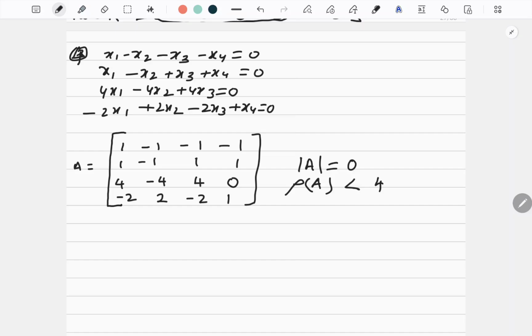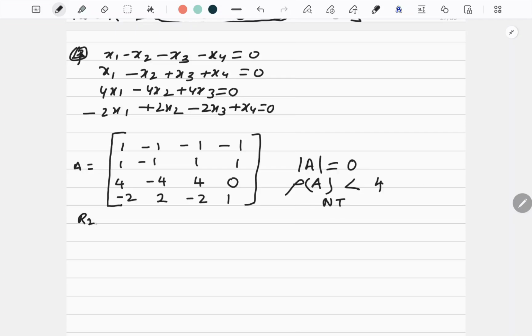Now if in the exam the question is only to check whether the solution is trivial or non-trivial, we are done. We will say the solution is non-trivial here. But suppose they ask you to find all the solutions, in that case you have to work a little bit. You have to reduce this to echelon form. Without reducing also you can do it, but it will become very lengthy, so better you apply row operations.